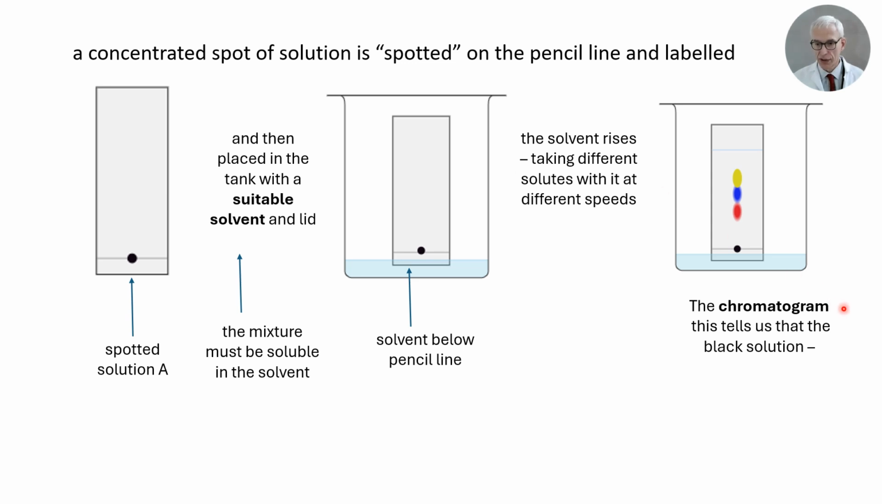What does this chromatogram tell us about the original black solution? Pause, think it through, come back when you're ready. Okay, so to continue, it's a mixture of 3 different solutes. The original black mixture has separated into 3 different solutes by traveling at different speeds up through the chromatography paper or thin layer plate.